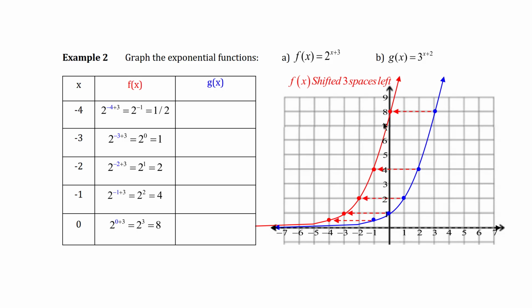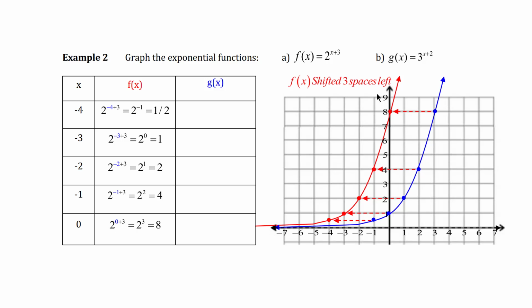If we compare this graph to the graph of 2 to the x power, you can see that they have the same exact shape, except our graph of 2 to the x plus 3 power is shifted over to the left. If we take a look at the point 0, 1 on the graph of 2 to the x power, you can see that the corresponding point on the other graph is shifted 3 spaces over to the left. If we take a look at all the other points, you'll see that the corresponding points on the other graph are all shifted 3 spaces to the left.